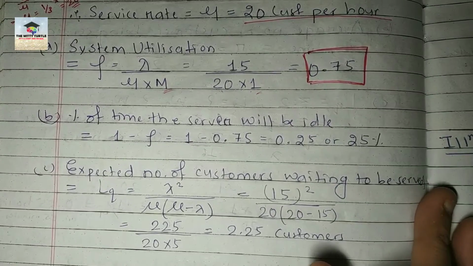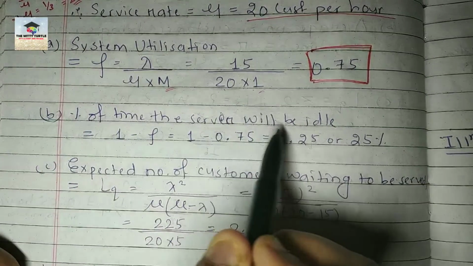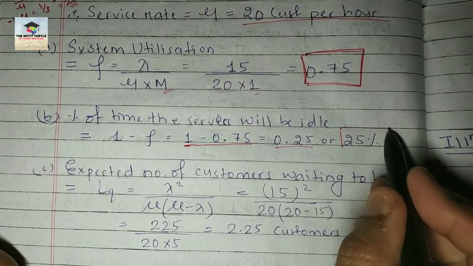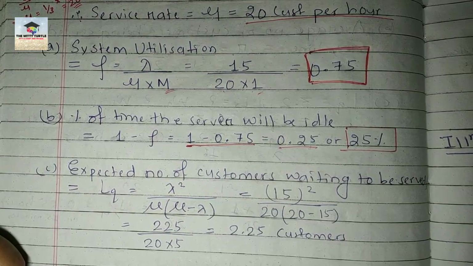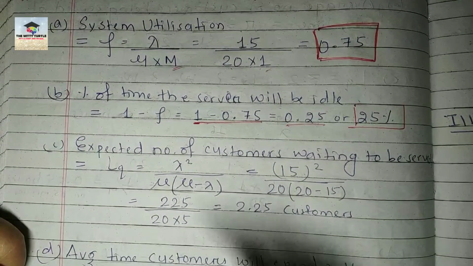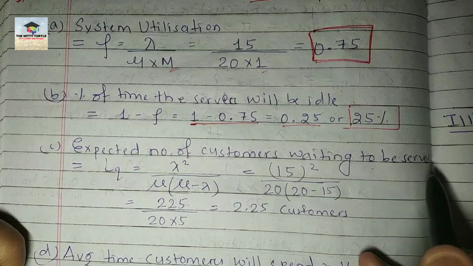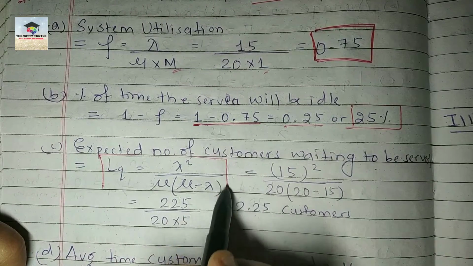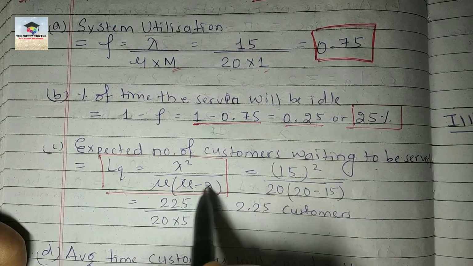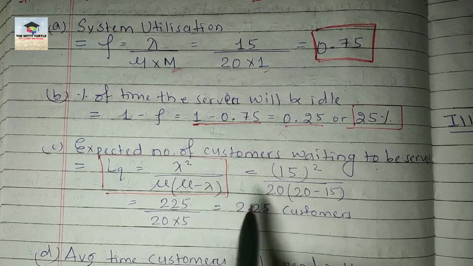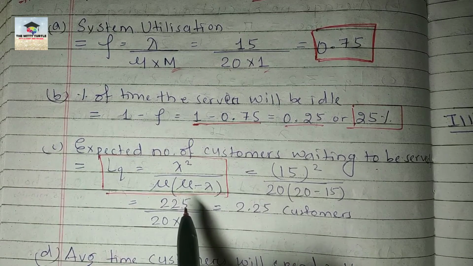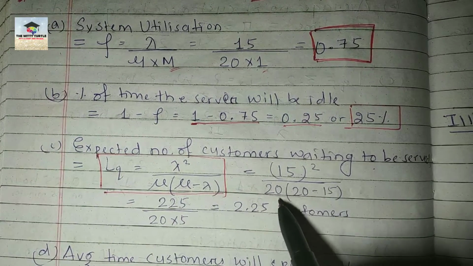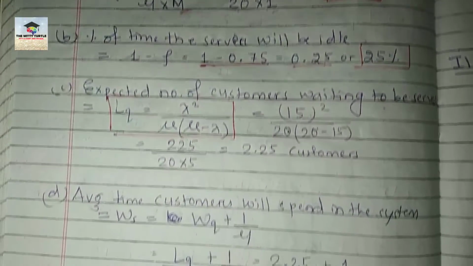So the next question is the percentage of time the server will be idle. Obviously 1 minus 0.75, that will be 0.25, or we can simply write it as 25%. Okay. Now the third question is expected number of customers waiting to be served. So what is the formula for that? LQ equals lambda square divided by mu into mu minus lambda, right? We know the value of all these symbols or all this important data. So simply put the formula and you'll get the answer.